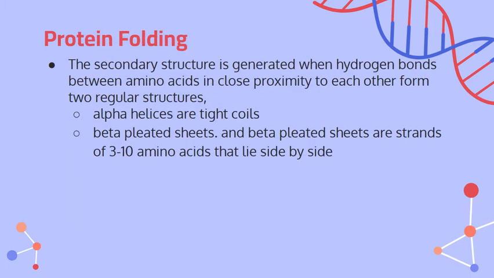The secondary structure is generated when hydrogen bonds form between amino acids that are in close proximity of one another. So there are 2 regular structures that these interactions will form. We have alpha helixes, and these are tight coils. They almost look like a spring. And then we have beta pleats, which look like if you fold a piece of paper back and forth a bunch of times. Beta pleated sheets are strands of 3 to 10 amino acids lined up side by side.